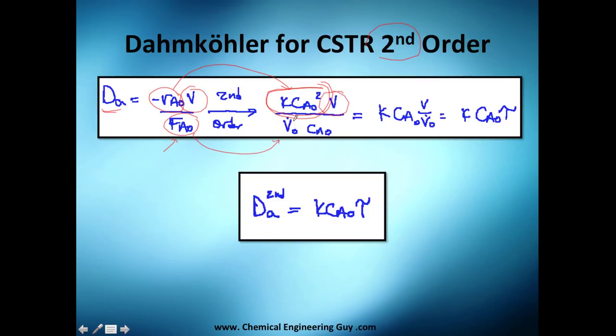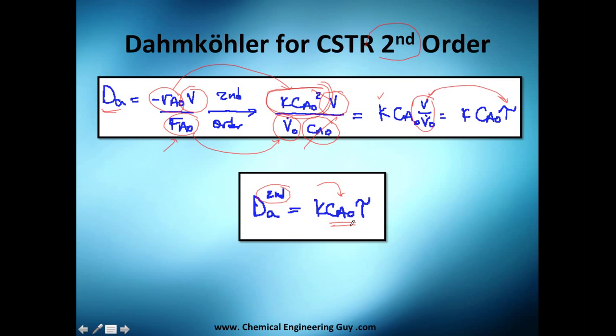Once again, we know the volumetric flow rate and the concentration at the inlet. So we just cancel this one with this one. Since it's the second power, it goes to the first power. k stays the same, the volume stays the same, and the volumetric flow rate stays the same. Once again, we arrange this to get tau. Tau is space-time. So the Damköhler number for the second order reaction is almost the same, but you get the C_A0 here.